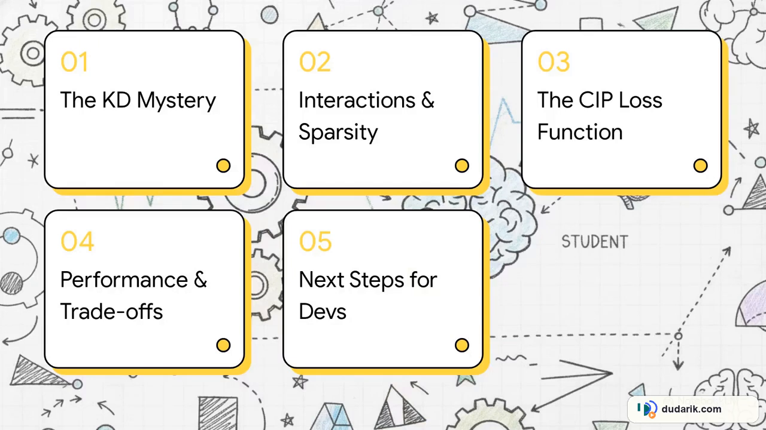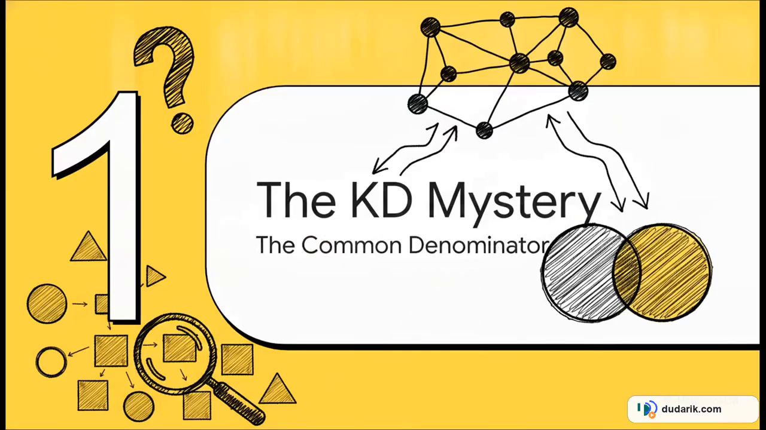Okay, let's just jump right into the agenda. First, we'll look at the knowledge distillation mystery, then unlock interactions and sparsification. Next, we'll introduce the complex interaction penalty, evaluate the performance gains and trade-offs, and wrap up with next steps for developers.